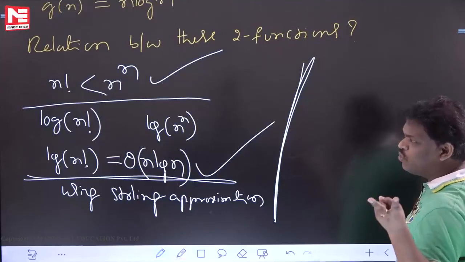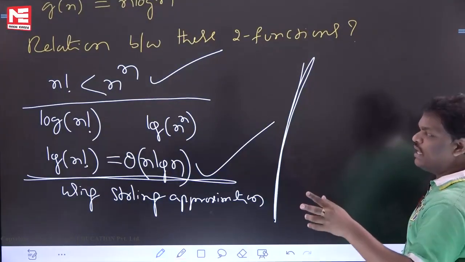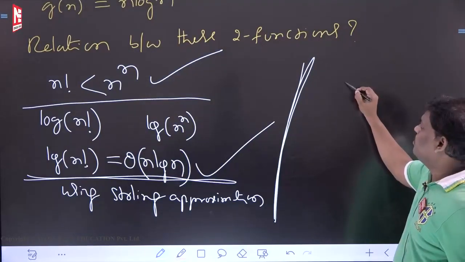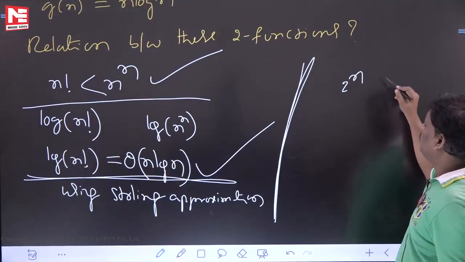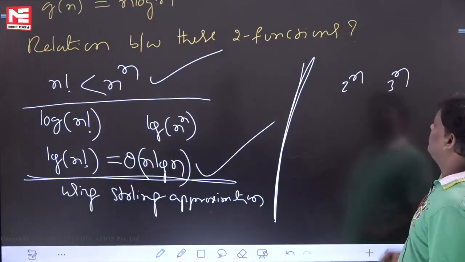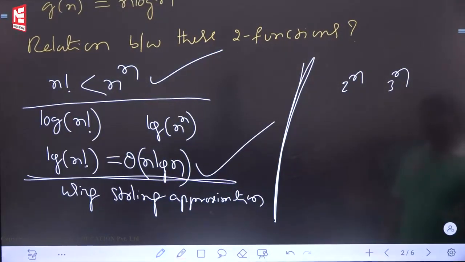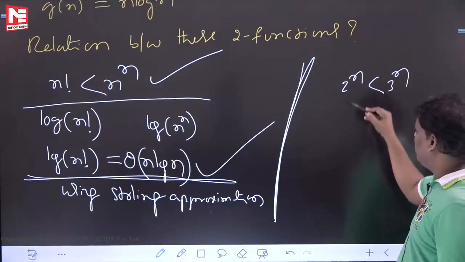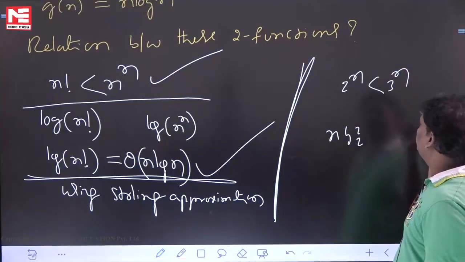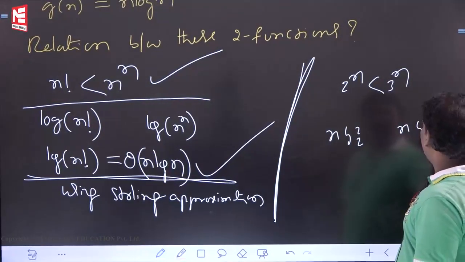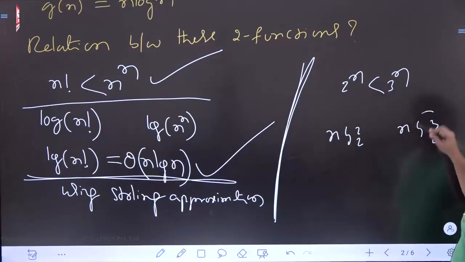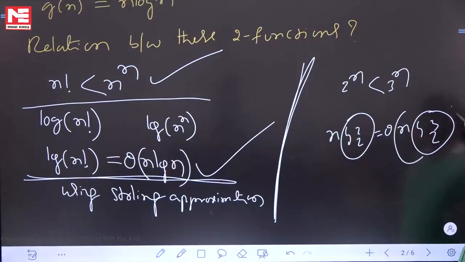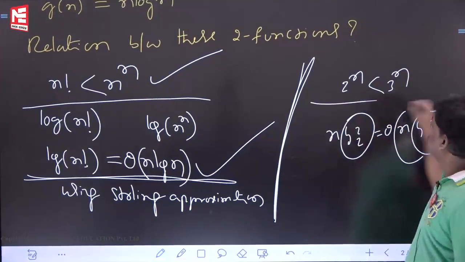Some people are asking, sir, can you give two functions where before applying log it is less than, and after applying log both are equal? This may be the answer. See, 2 power n and 3 power n. If you see, this is less than. Now, if you apply log, what is the answer? n log 2 base 2 and n log 3 base 2. Log 3 base 2 is a constant, and log 2 base 2 is also a constant. Both are equal, theta. Before applying log, strictly less than.